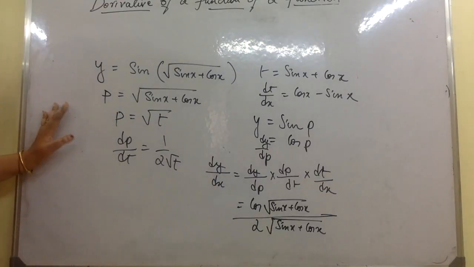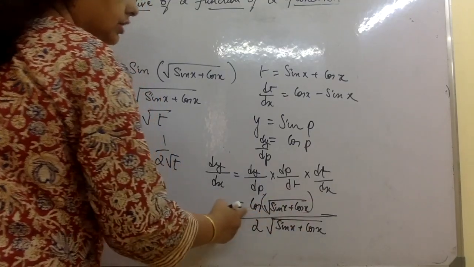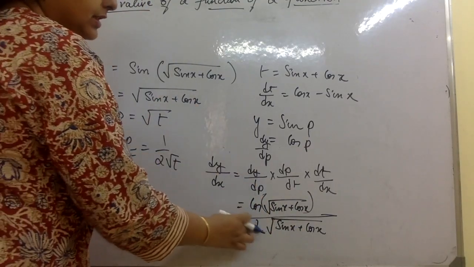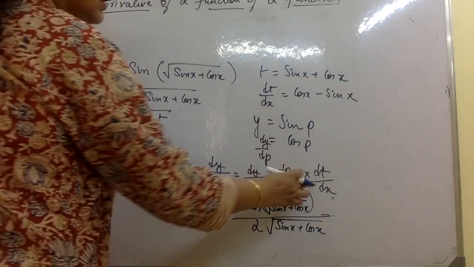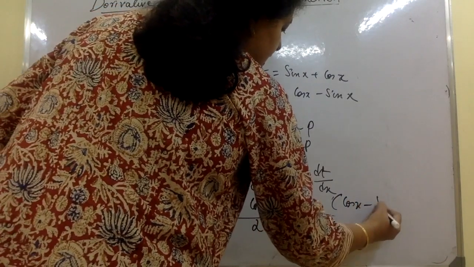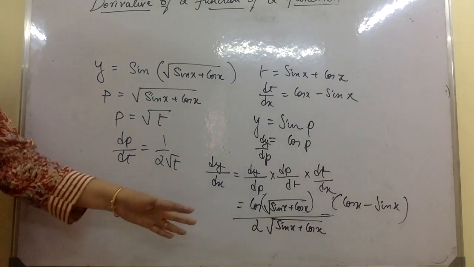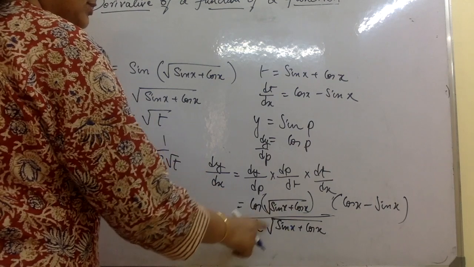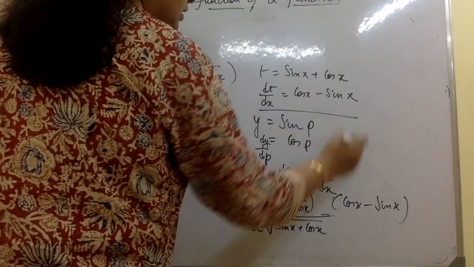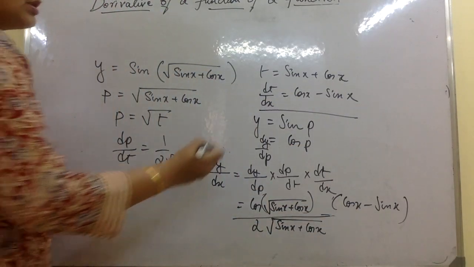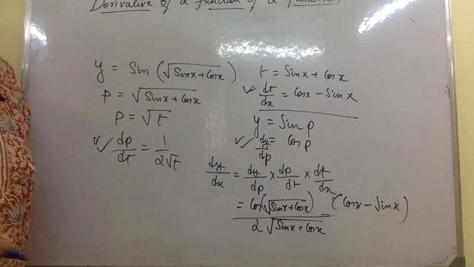Now don't cancel these two. Okay, why? Because this is coming inside cos, this is part of cos, this is a function. Okay, but this is only root sin x plus cos x, and then cos p. dt by dx is cos x minus sin x. Okay, so this is our final answer. We can't work on it further. Cos root sin x plus cos x, over 2 root sin x plus cos x, into cos x minus sin x. So here we have one answer, here we have, and here we have one. Okay, so that is it.